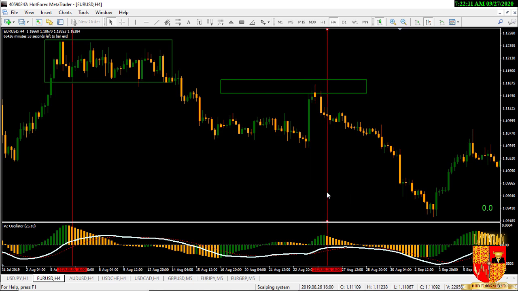Then after your switch zone has been drawn, okay, you are now waiting for an entry point. So you get your entry point when the histogram changes from a green color to a yellow color after rejection within that switch zone, okay. And then right after that, your stop loss should be somewhere there, okay, above the last previous high.